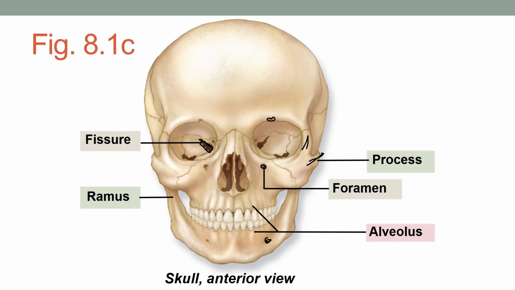There are other things we can note here. There's a ramus on the mandible there. There's a ridge or crest here on the superior orbital region. So all sorts of things going on in the skull.